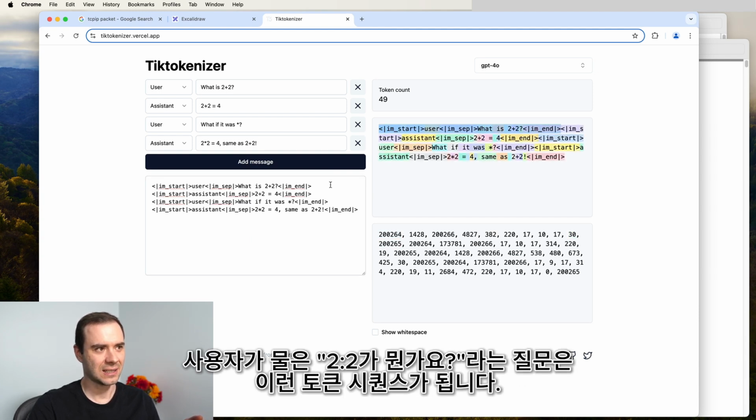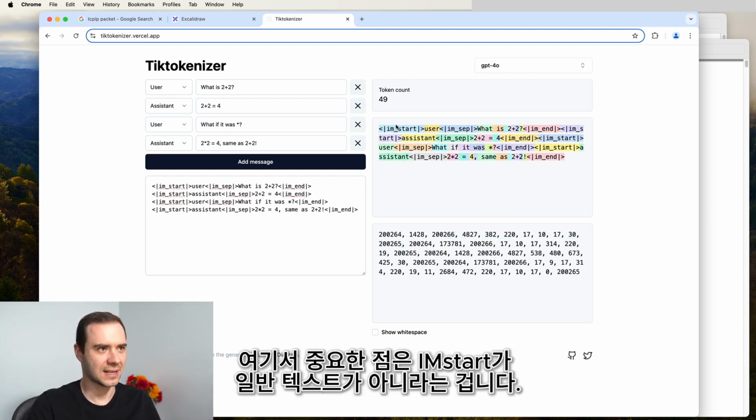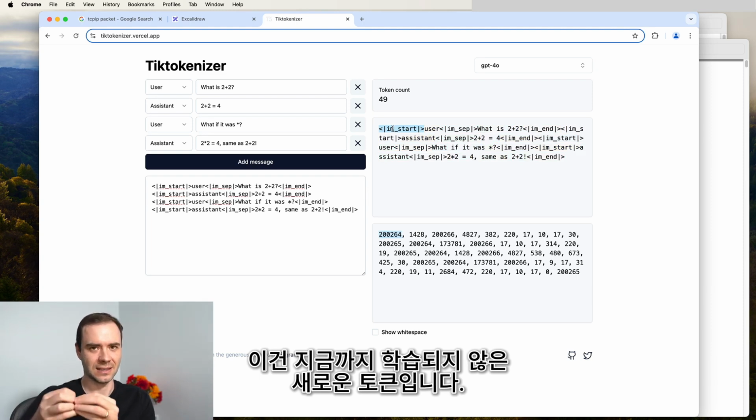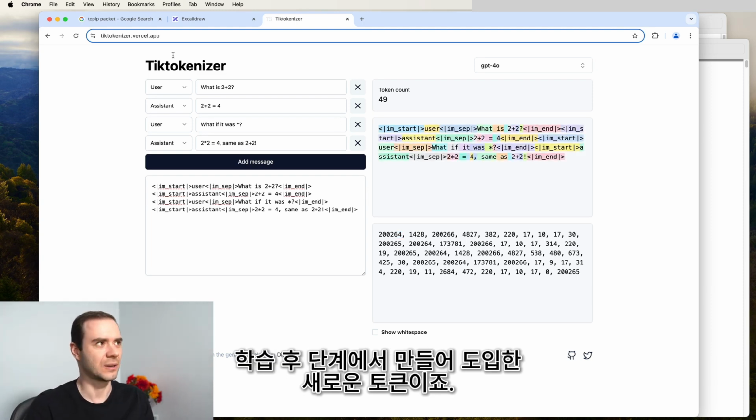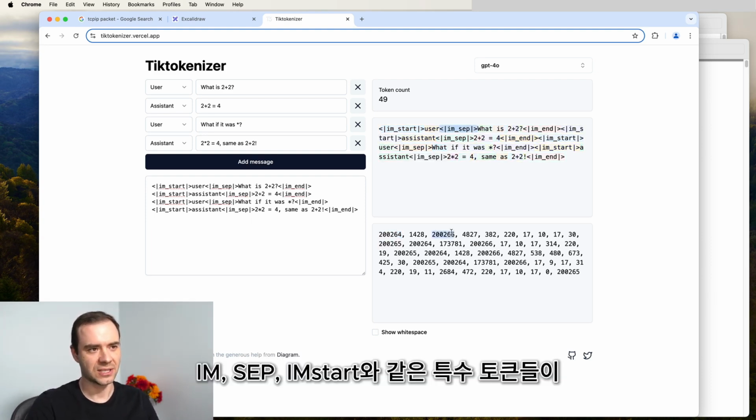So basically, the question from a user of what is 2 plus 2 ends up being the token sequence of these tokens. And now the important thing to mention here is that IM_start is not text, right? IM_start is a special token that gets added. It's a new token, and this token has never been trained on so far. It is a new token that we create in a post-training stage and we introduce. And so these special tokens like IM_sep, IM_start, etc.